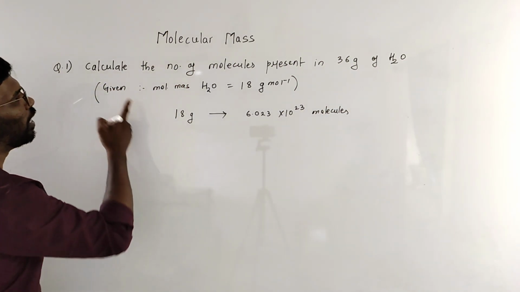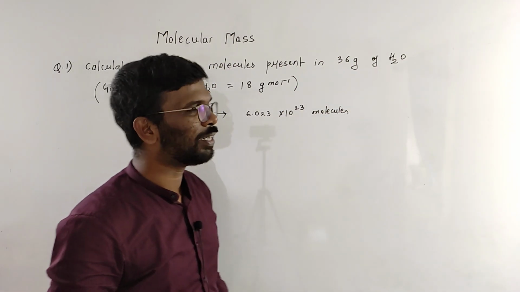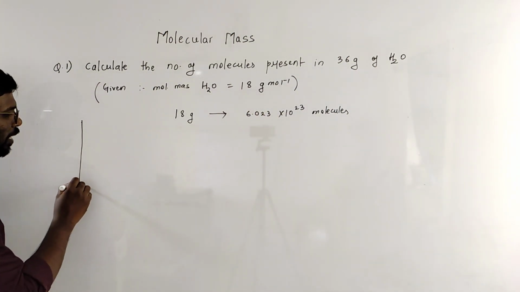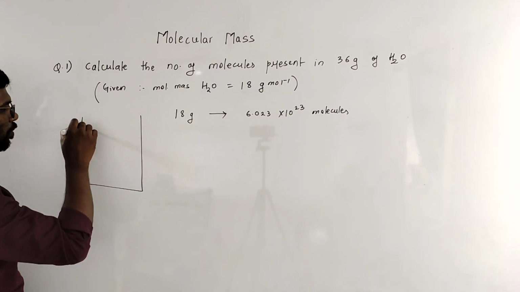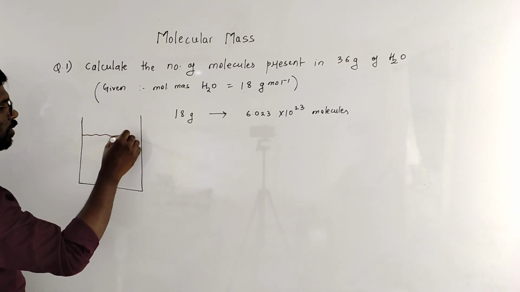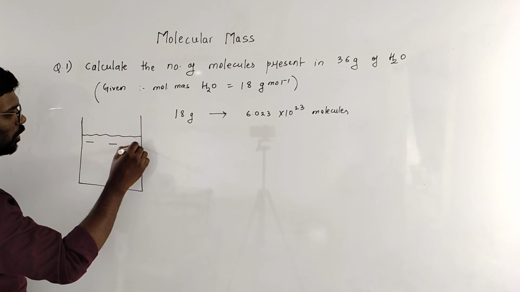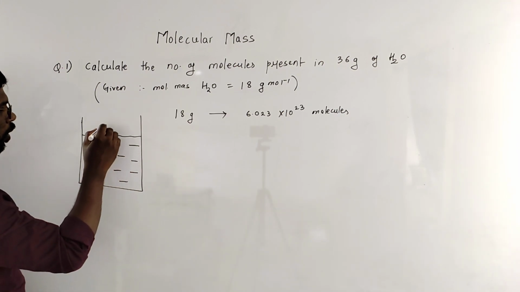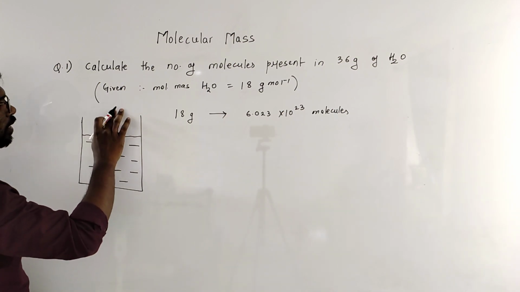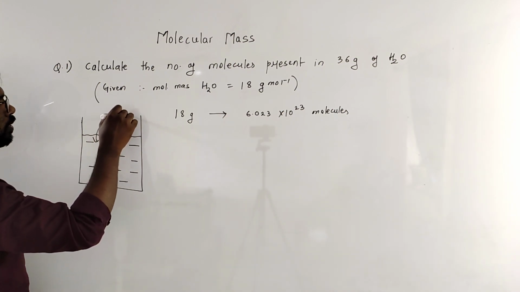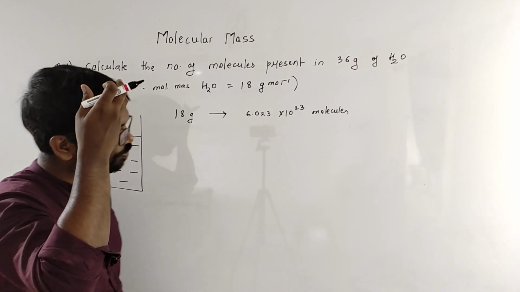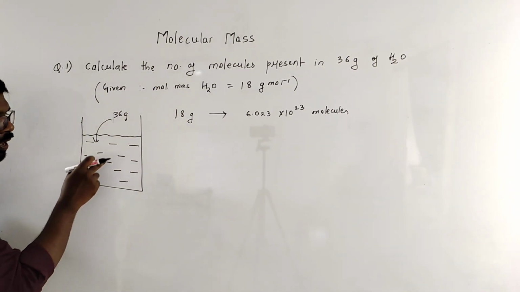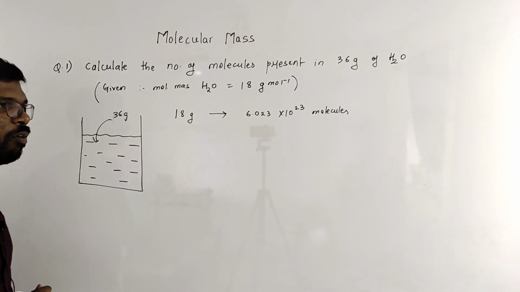Now the question is, calculate the number of molecules present in 36 gram of water. Let's say there is a glass and water which is present over here. The weight of this water is 36 gram. So I want to find how many molecules of water are there in this 36 gram of water.